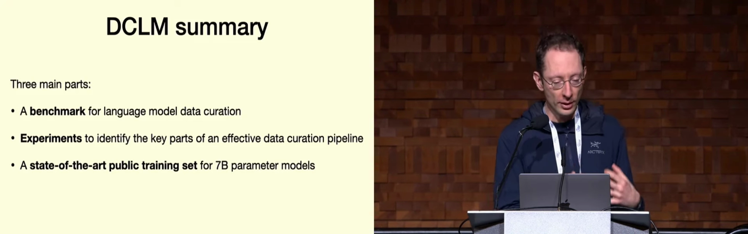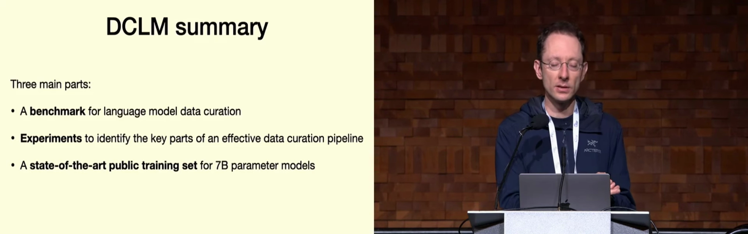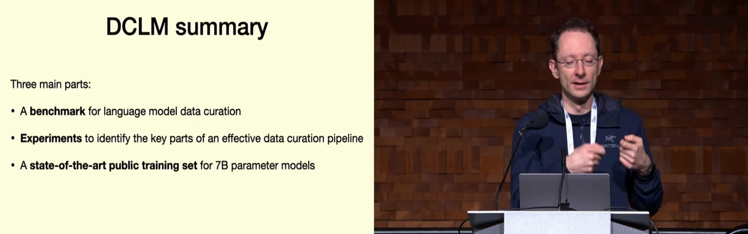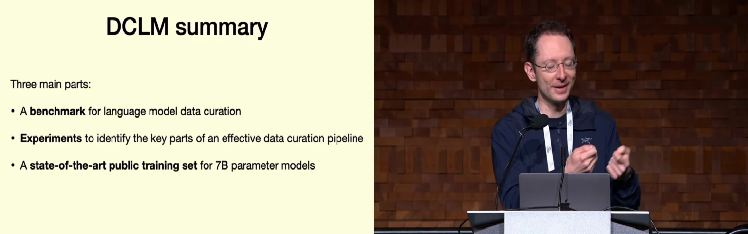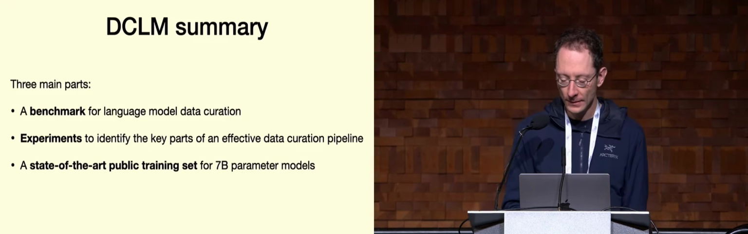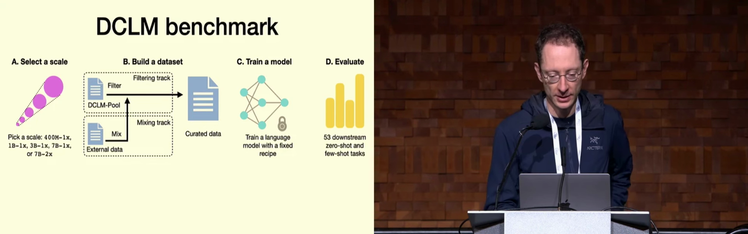And then the third part that came out of this project was a state-of-the-art public training set for 7 billion parameter language models. So this is sort of like the proof at the end that what we figured out is actually meaningful, because we could substantially push forward the state-of-the-art. Okay, let's be a little bit more precise with what this DCLM benchmark actually is.